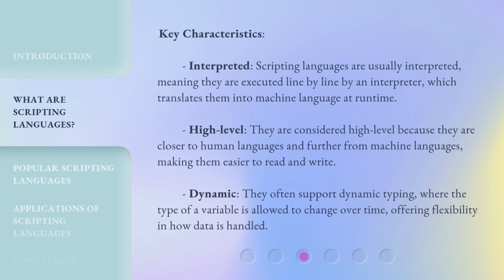Key characteristics. Interpreted. Scripting languages are usually interpreted, meaning they are executed line by line by an interpreter, which translates them into machine language at runtime. High level. They are considered high level because they are closer to human languages and further from machine languages, making them easier to read and write. Dynamic. They often support dynamic typing, where the type of a variable is allowed to change over time, offering flexibility in how data is handled.